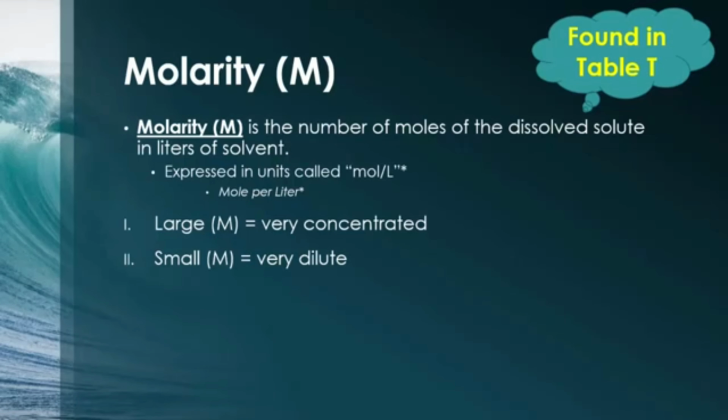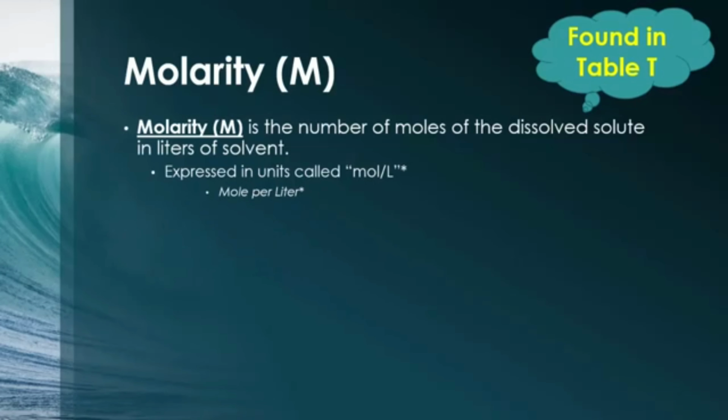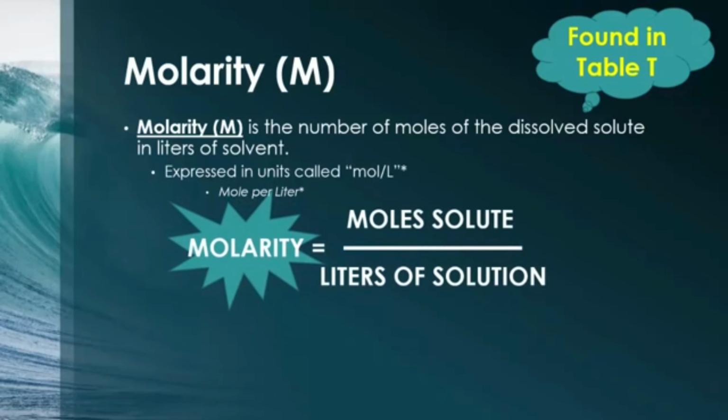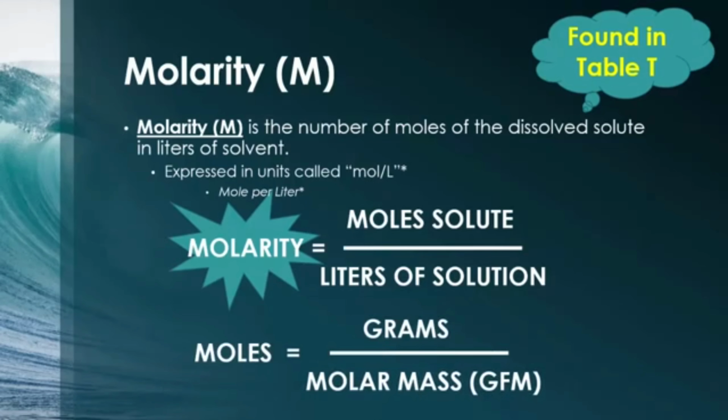Now, when molarity has a large number, it is considered concentrated, while when the molarity is a small number, it will be considered dilute. Looking at the very back of your reference table on reference table T, you will see that the equation for molarity is given. This is a fairly easy equation to use, but sometimes you'll also have to calculate moles like we did in the last unit. Remember, moles is mass over gram formula mass from your periodic table.